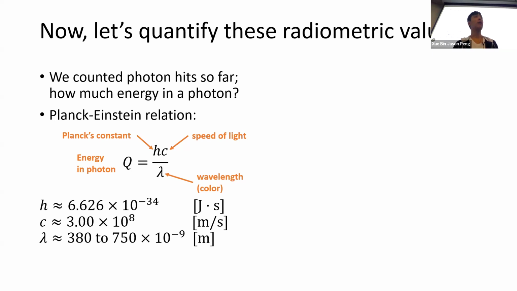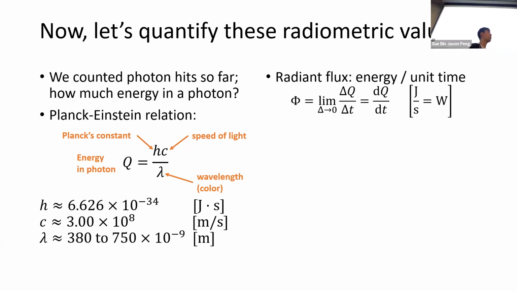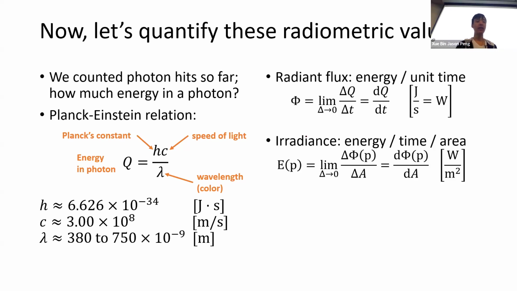So the radiant energy is going to be given in terms of joules. And with this, we can then figure out the units for some of the other quantities that we defined in the previous slide. In the case of radiant flux, this is the amount of energy per unit of time, so this is given by joules per second, which is watts. Irradiance, on the other hand, is given by the radiant flux per unit area. Unit area is given by meters squared, so the units that we can assign for irradiance is going to be watts per meter squared.